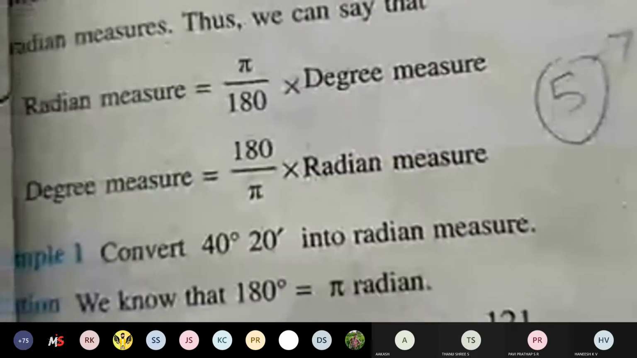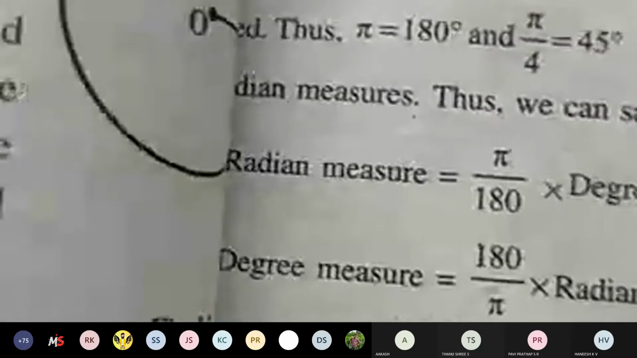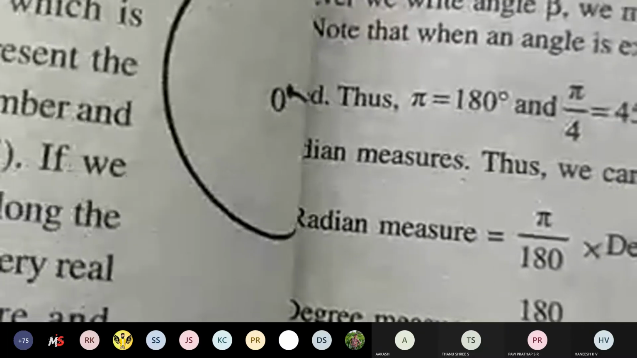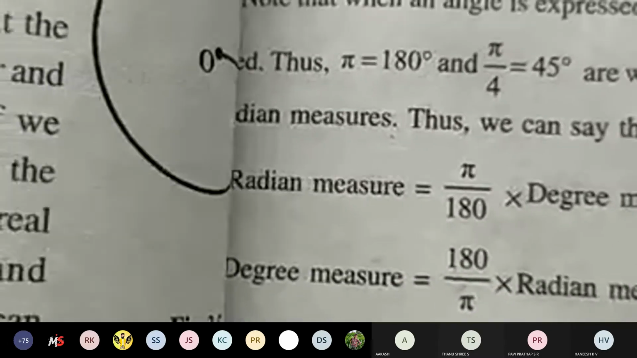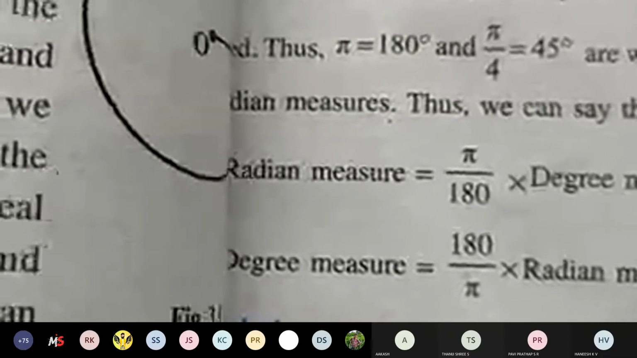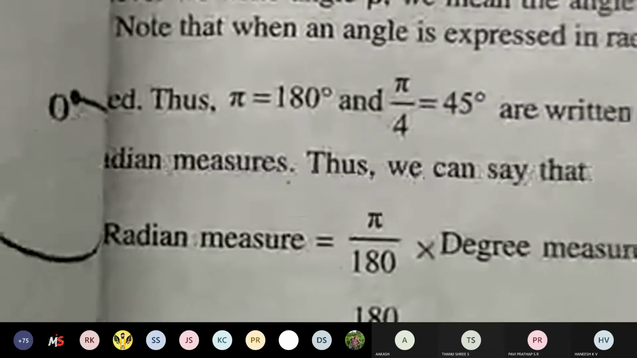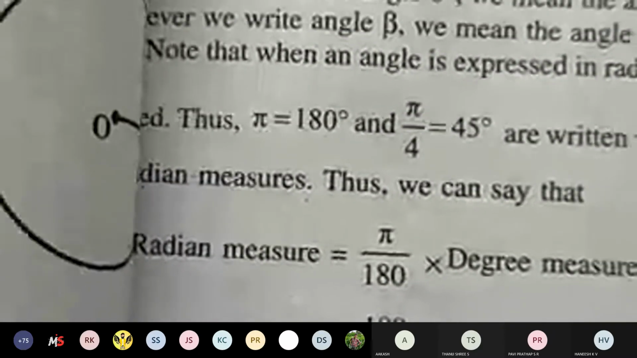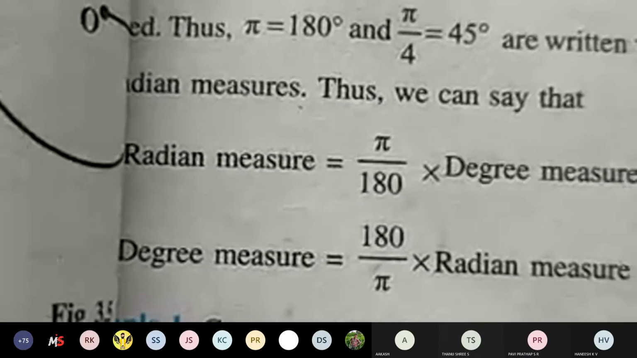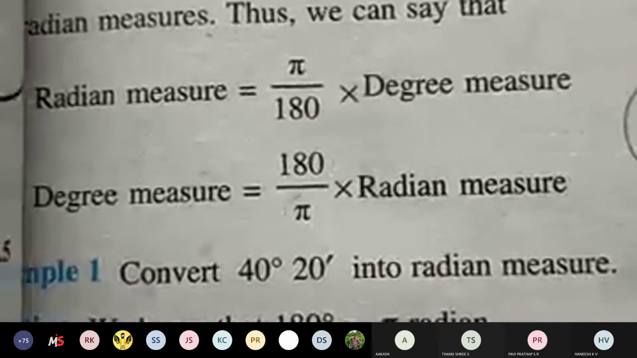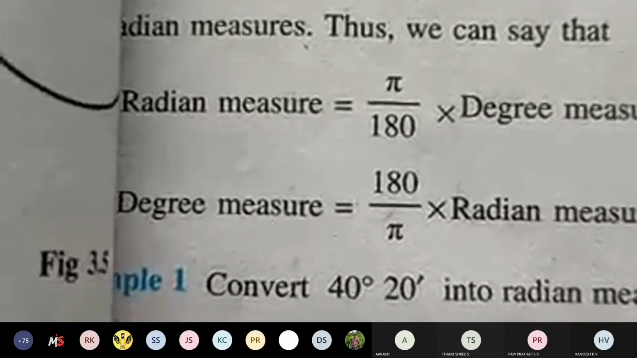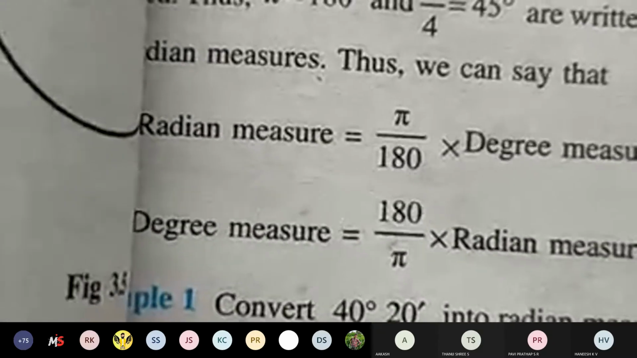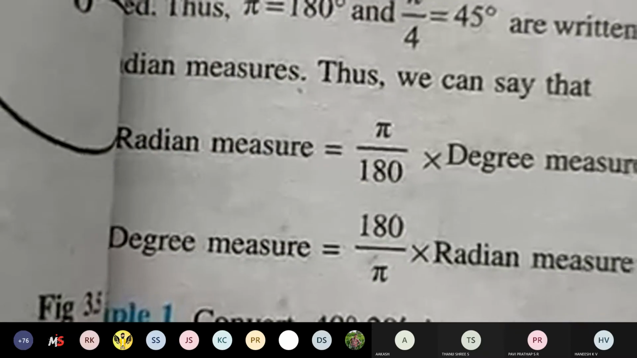See, second problem, what is it asking, Nana? Convert 6 radians into degree measurement. Already you know pi radians means 180 degrees. So 6 radians, you can write 180 by pi into 6. Here pi is equal to 22 by 7. So pi is equal to 22 by 7 into 6.